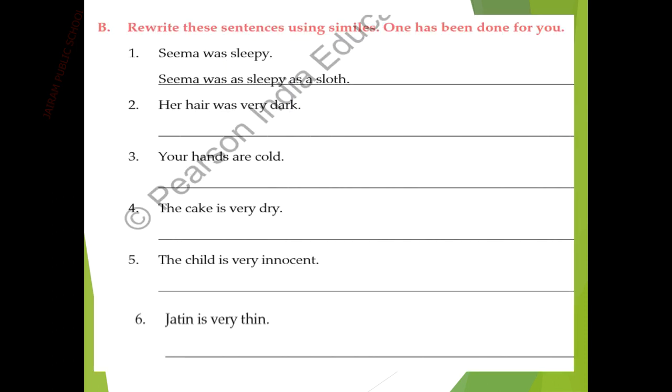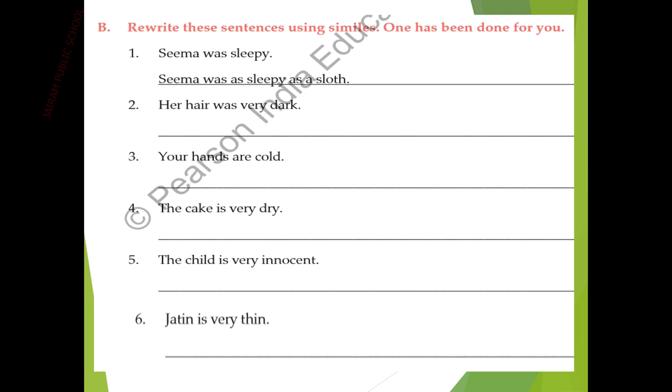Go to section B. Rewrite these sentences using similes. One has been done for you. 1. Seema was sleepy. Seema was as sleepy as a sloth. Here, Seema was compared with a sloth by using the simile word as.